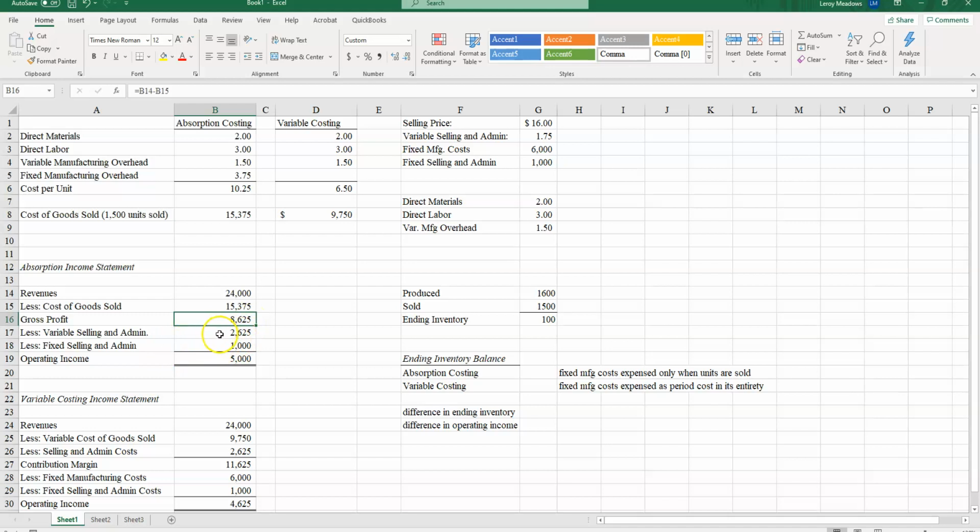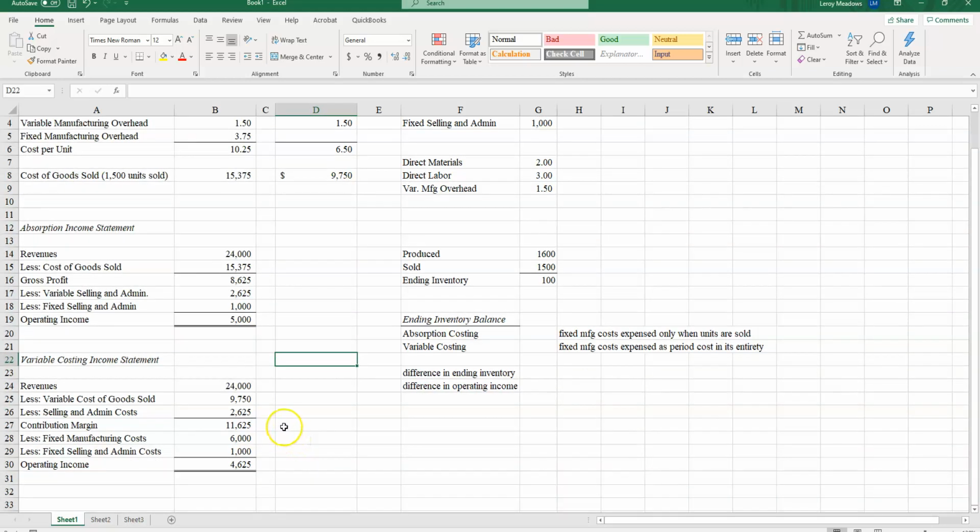Minus my variable selling and administrative expenses, which is $1.75 per unit times 1,500 units. I have 2,625, minus my fixed selling and administrative expenses, right down here. And that gives me $5,000 of operating income.